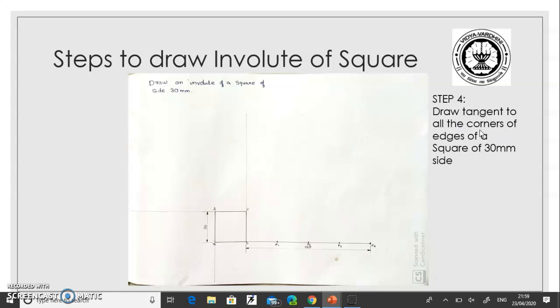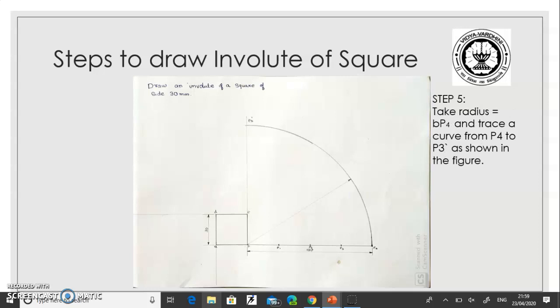Draw tangents to all the corners of the edges of the square of 30 mm side. So these are the edges and these are the corners. A, B, C, D are the corners. You see the string is always tangent to this base. It is not necessary that the string should pass in a horizontal manner. In the question it might be given that the string is vertical, so that will be your starting point. By default we take the starting point as a horizontal line. So on this corner we have drawn one tangent, on this corner we have drawn one tangent, and on this corner we have drawn one tangent.